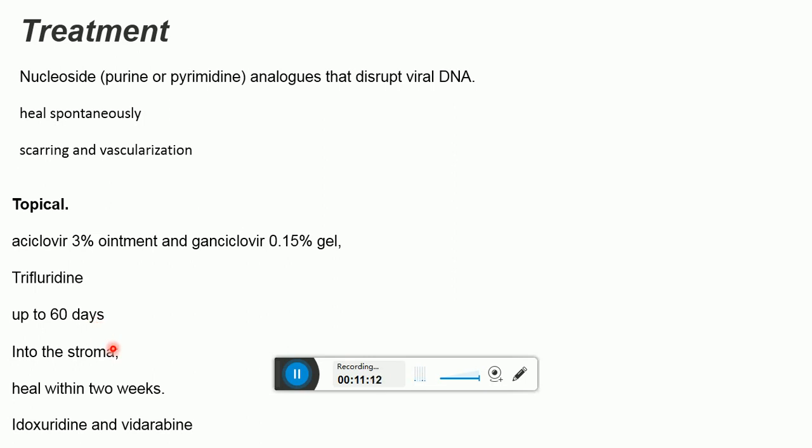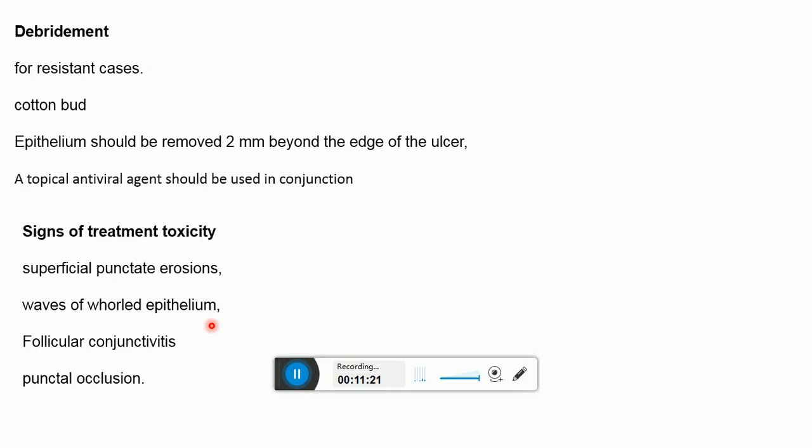Idoxuridine and vidarabine are older drugs that are probably less effective and more toxic. Debridement may be used for resistant cases. The corneal surface is wiped with a sterile cellulose sponge or cotton tip applicator. Epithelium should be removed 2 mm beyond the edge of the ulcer, since involvement extends beyond the visible dendrite. The removal of the virus-containing cells protects adjacent healthy epithelium from infection and eliminates the antigenic stimulus to stromal inflammation. A topical antiviral agent should be used in conjunction.